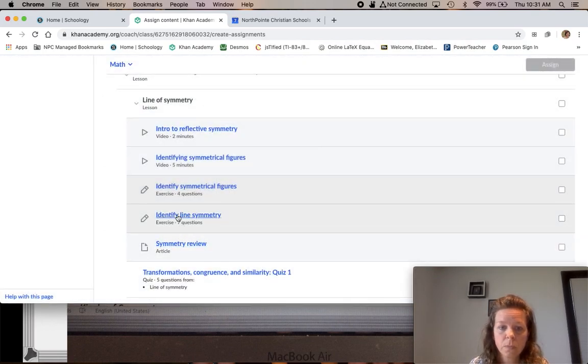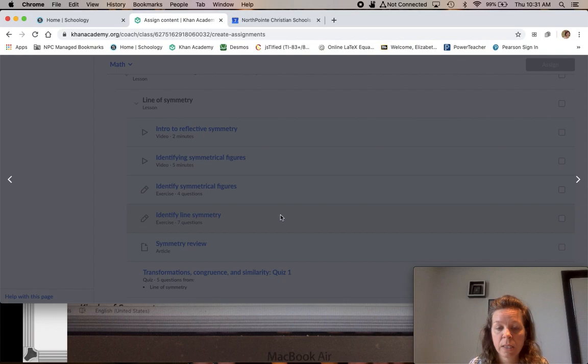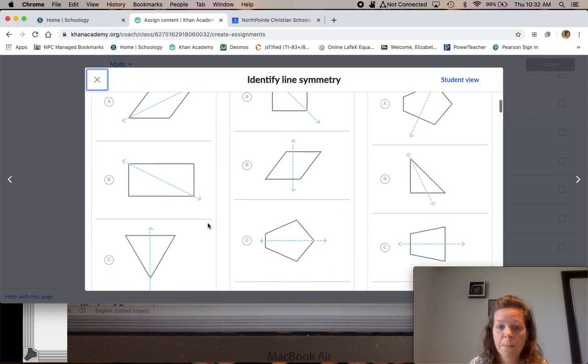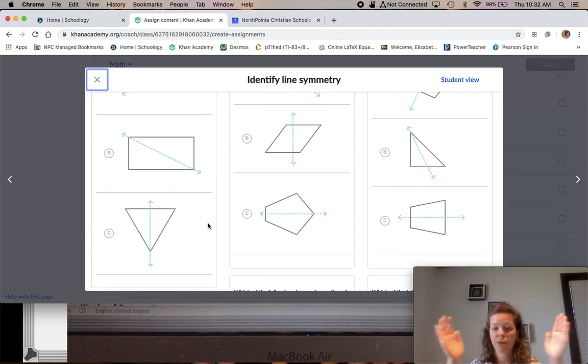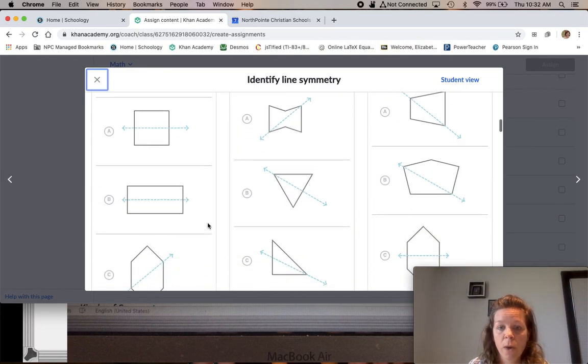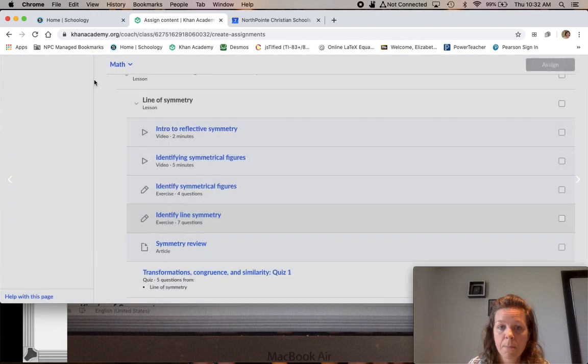The next one wants us to identify the line of symmetry. It shows different lines and asks, would that be a line of symmetry? The idea there is, if I try to fold it on that line, am I getting a match or not? So for those, you're going to think about whether or not those lines of symmetry match up.